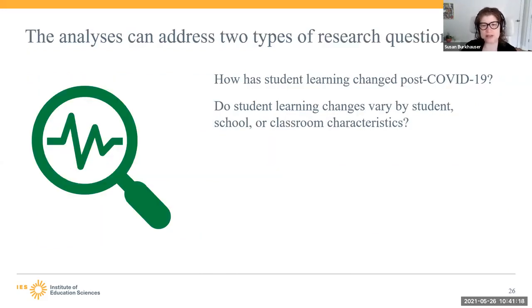And the toolkit guides the user in the types of research questions the analyses can address, including how has student learning changed post-COVID-19, do student learning changes vary by student, school, or classroom characteristics? It also provides examples of how to craft questions that are specific and measurable. So for example, a district might ask, are post-COVID-19 learning changes in reading proficiency different for English learner students compared with other students in my district?